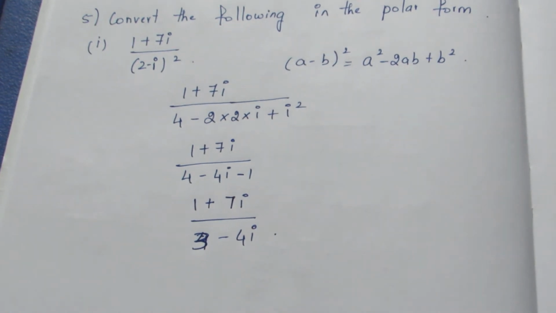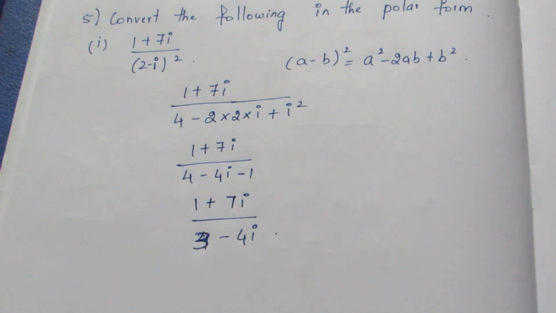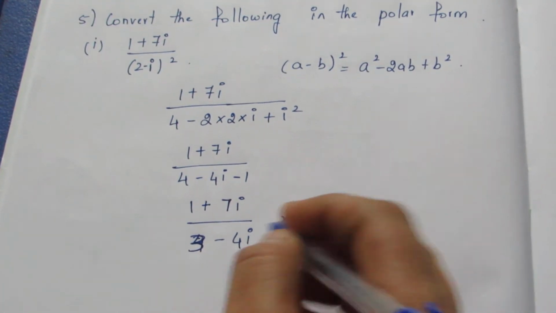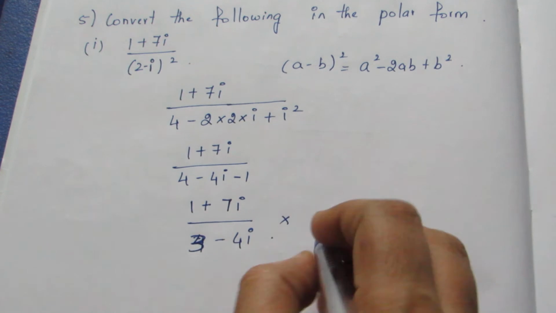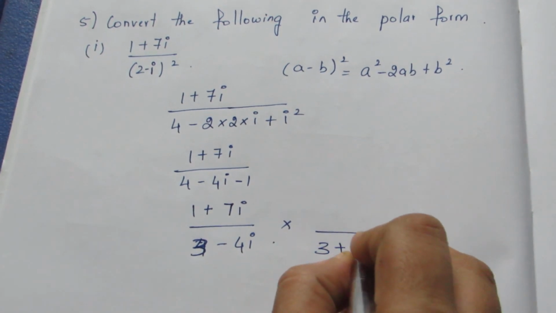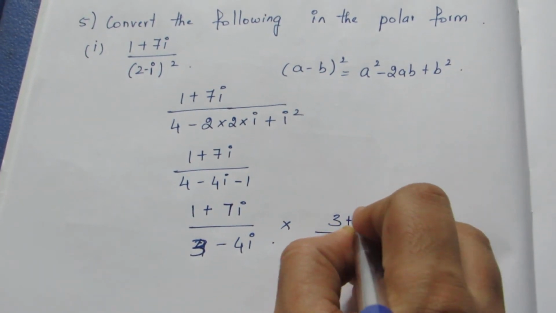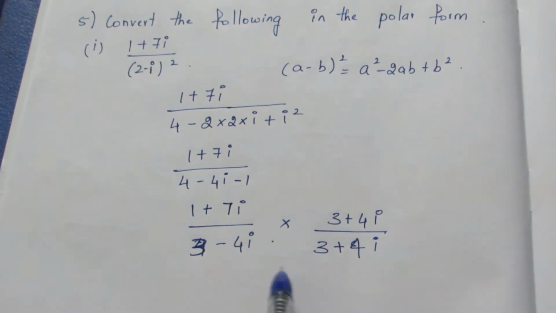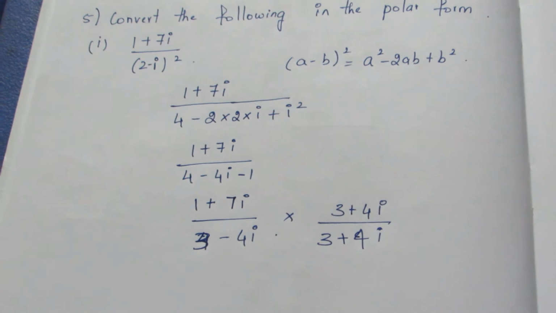Now to form a polar form, there should not be a complex number in the denominator. For that reason we need to remove the complex number in the denominator. For that, just take the conjugate. Conjugation is nothing but changing the sign and multiplying on both the numerator and the denominator. Here it is 3 minus 4i. I am just going to multiply by 3 plus 4i on the numerator as well as the denominator.